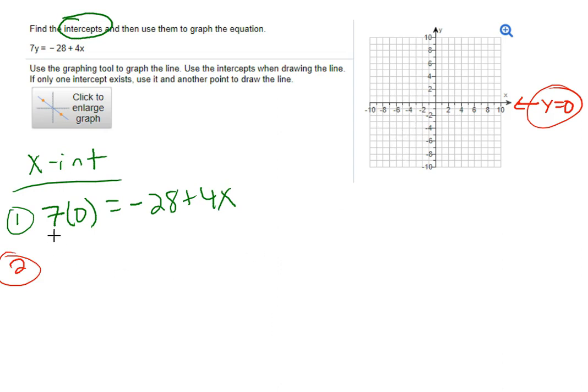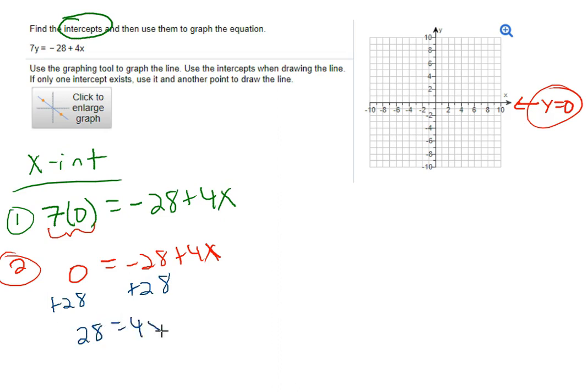All right, so we get 7 times 0, which is 0, equals negative 28 plus 4x. Now we're going to solve for x. And so we will add 28 to both sides. And we'll get 28 is equal to 4x. And then we'll divide by 4. I'll just keep the same color here so I don't have to keep going back and switching it. We get x is equal to 7.